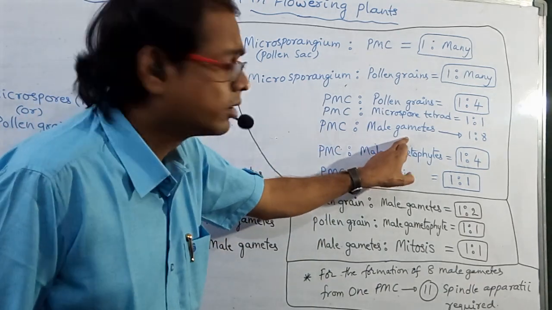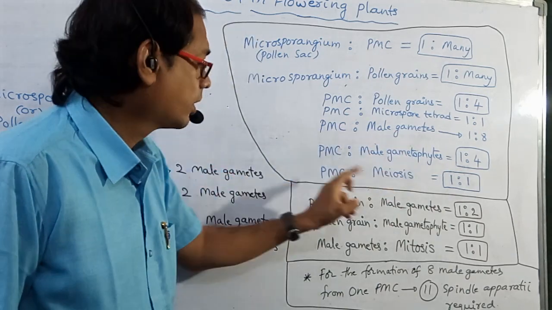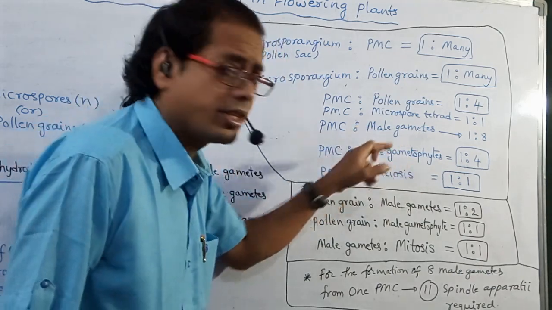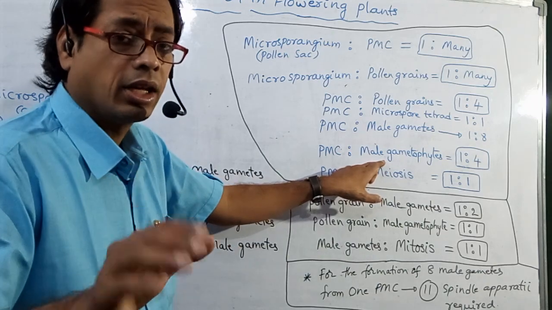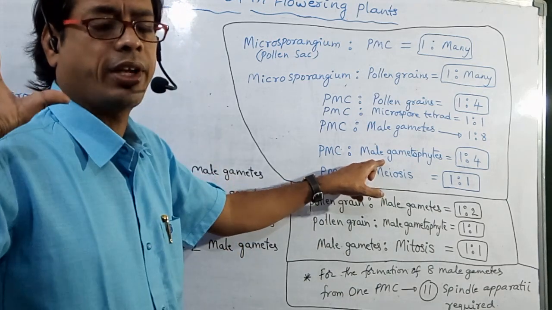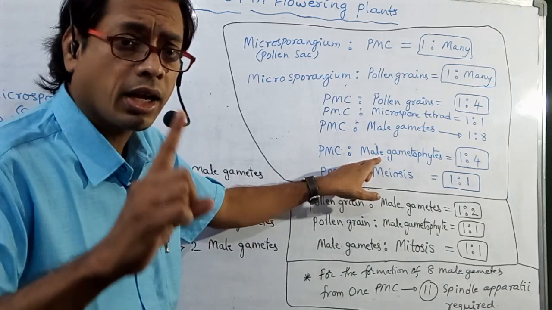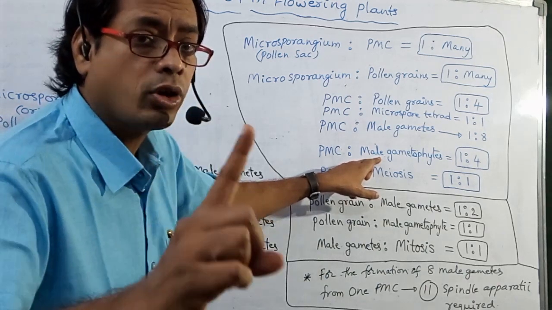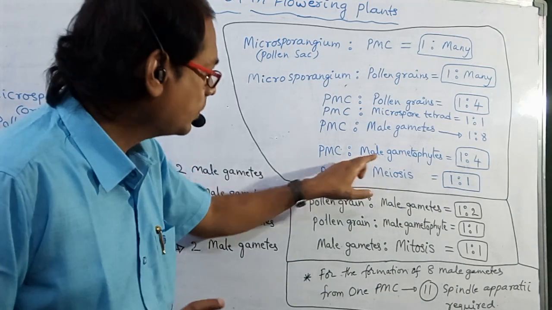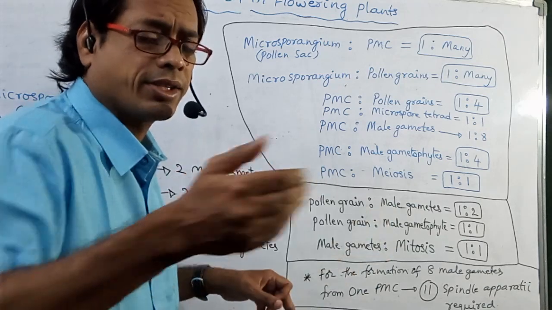PMC is to male gametes 1:8. From one PMC, 8 male gametes are formed. Ratio between PMC and male gametophytes. See, this is not gamete. Gametophytes. One pollen grain represents a male gametophyte. This will be told in the next class, my dear students. I am not saying gamete, male gametophyte. Try to remember. Number of pollen grains is equal to number of male gametophytes.